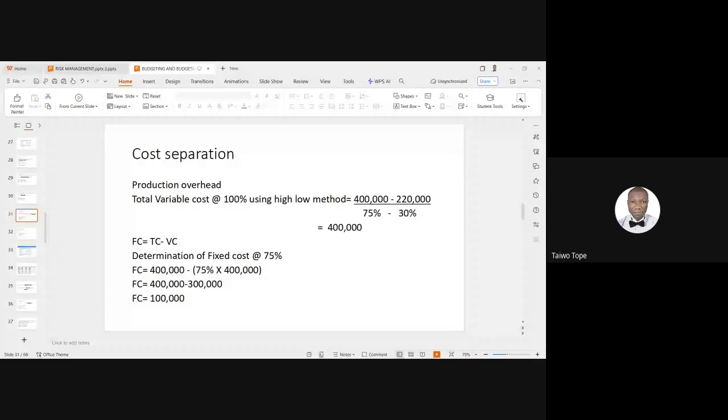So can you solve for admin and selling overhead? Let's determine the variable and the fixed elements. Can we solve for that? Yes, sir. Let's try.